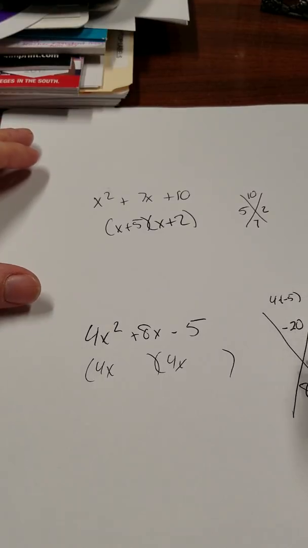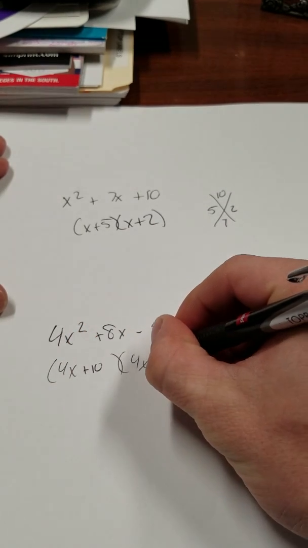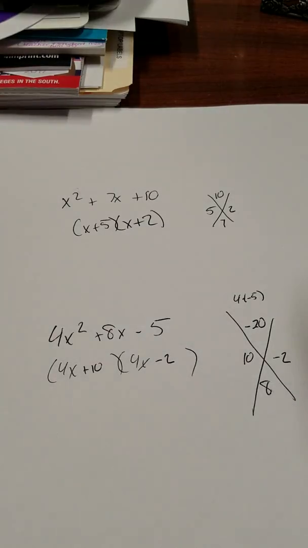Well, what multiplies to give negative 20 and adds to give 8? Well, that's 10 and negative 2. Okay? So this is 4x plus 10, 4x minus 2. This is another place that you're really getting hung up on.